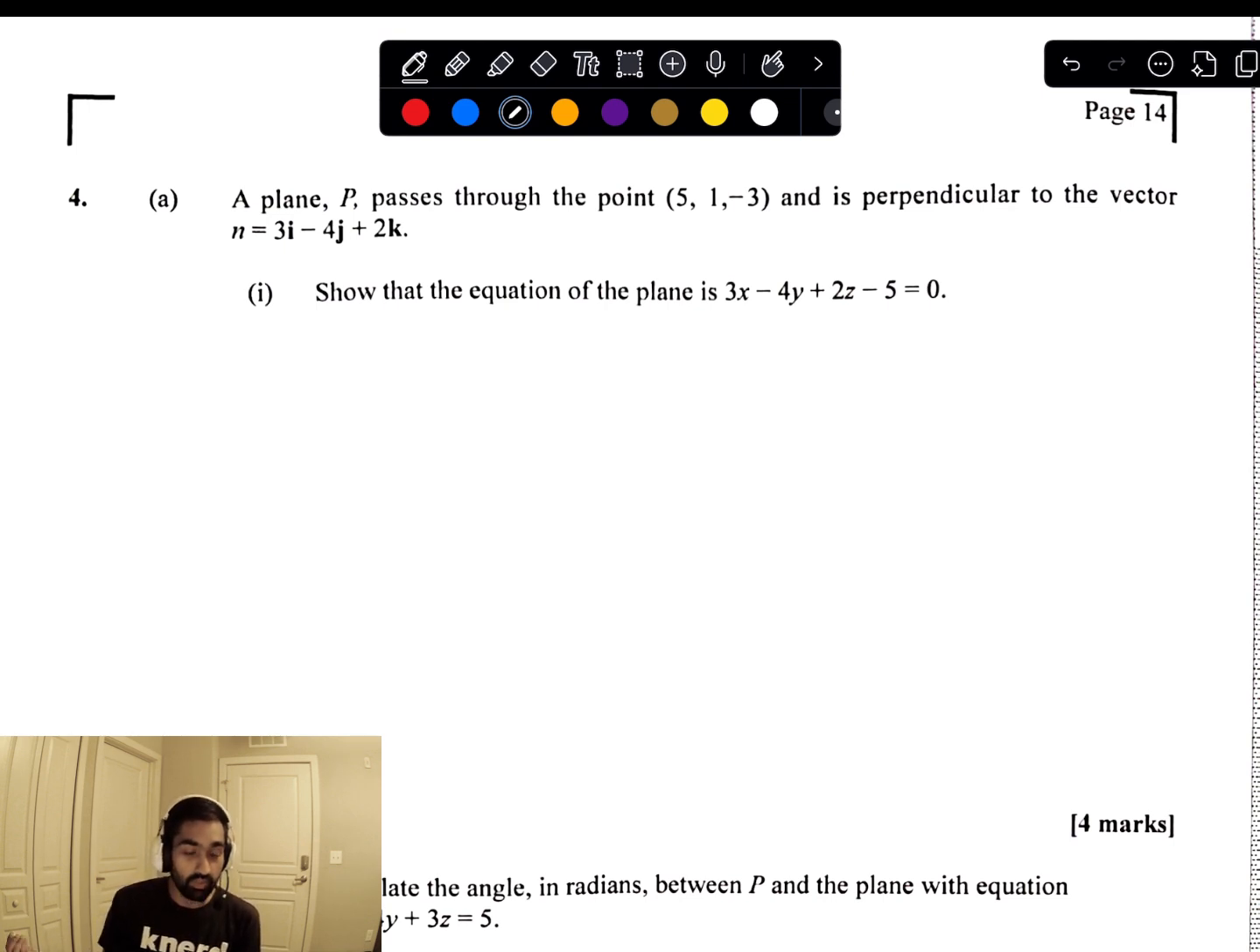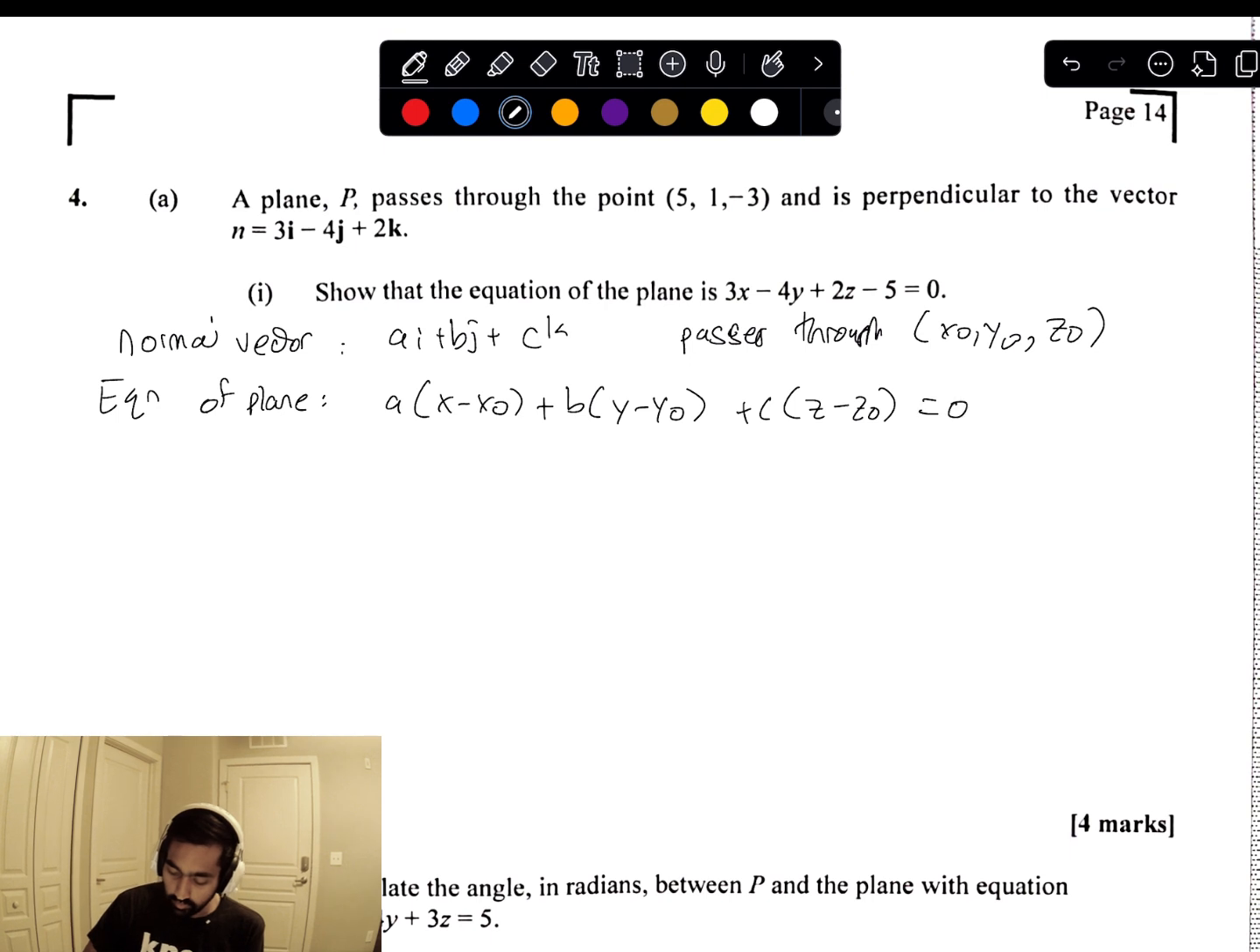So the first thing that we should do is recall the formula for the equation of the plane. Let's say the normal vector is ai + bj + ck, and the plane passes through the point (x0, y0, z0). Then the equation of the plane is a(x - x0) + b(y - y0) + c(z - z0) = 0.